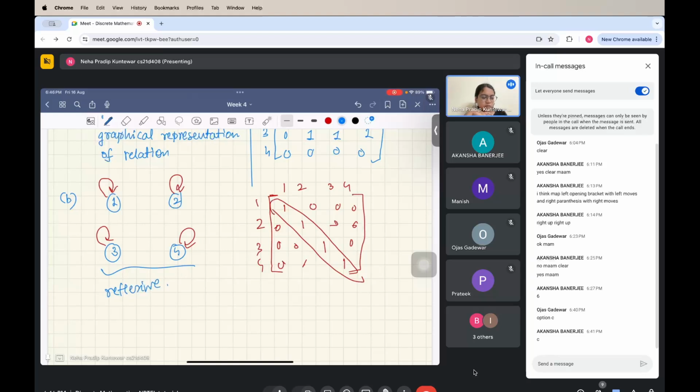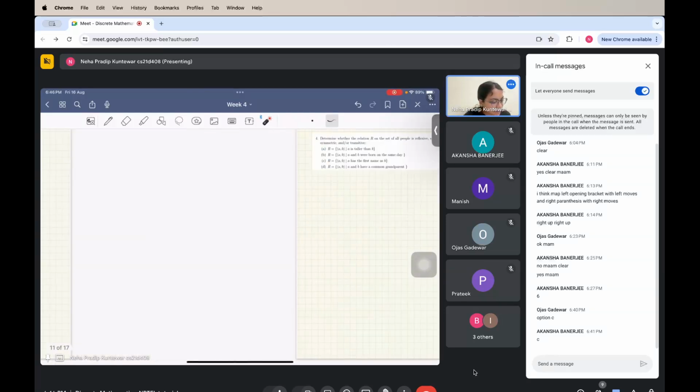This relation is reflexive. What can you say about symmetry? I think there isn't symmetry in this case. Yes, that is correct. So this is also symmetric because if you look at the matrix representation, if you take a transpose of this matrix, both the matrices would exactly match. So that was one quick example.